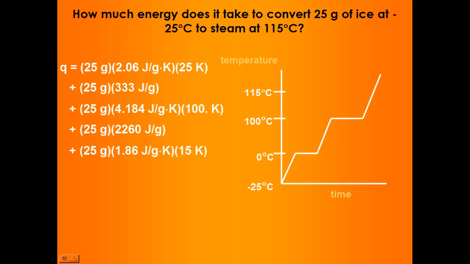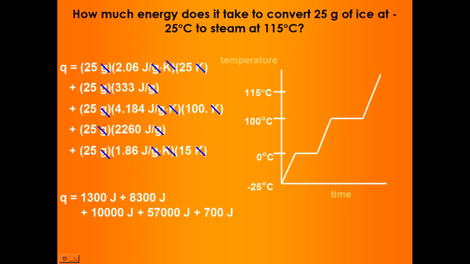So when we cancel out our units and multiply across, account for our sig figs, I got 1300 for the first multiplication, 8300 for the second one, 10,000 for the third one. It would be a line over the first zero for the two sig figs, 57,000 for the fourth one, and 700, again a line over the first zero to represent the two sig figs. I did those separately because multiplication is a higher order of operations than addition.